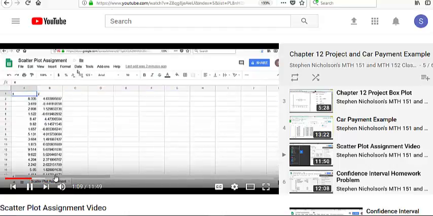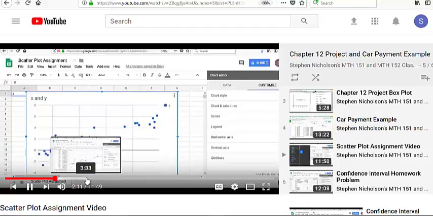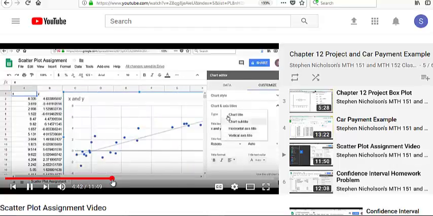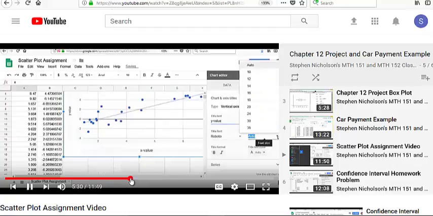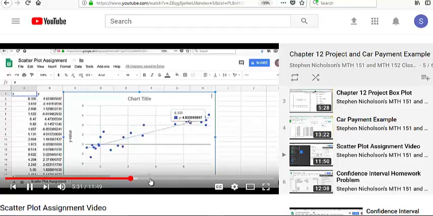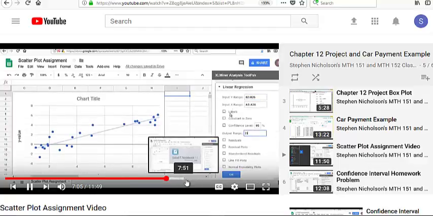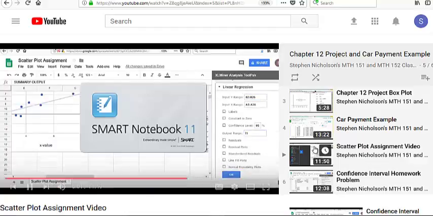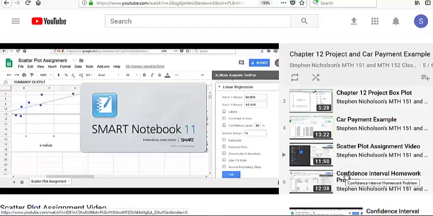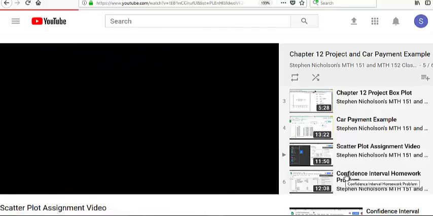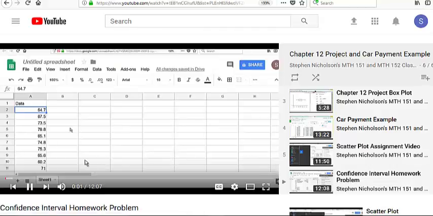So there's the data, and then it shows you how to create the scatter plot and change the titles and stuff like that, and how to do the regression part of the calculation. So that's about 11 minutes long. And then there's what we just talked about today, which is the confidence interval. So that's about 12 minutes long.